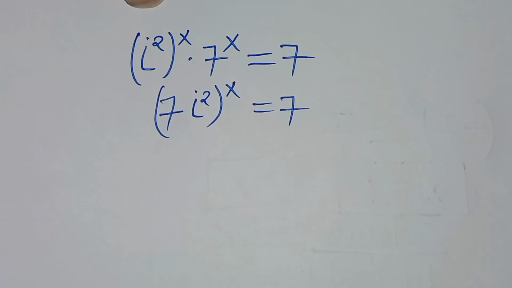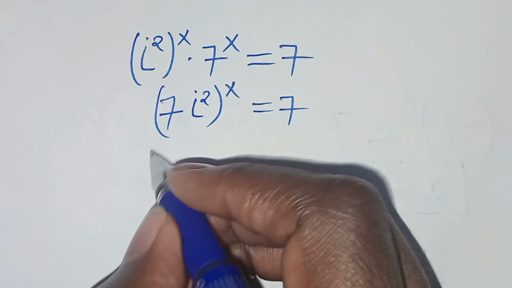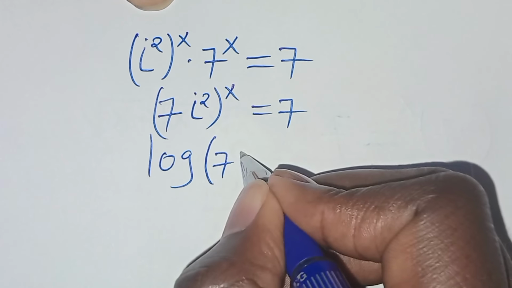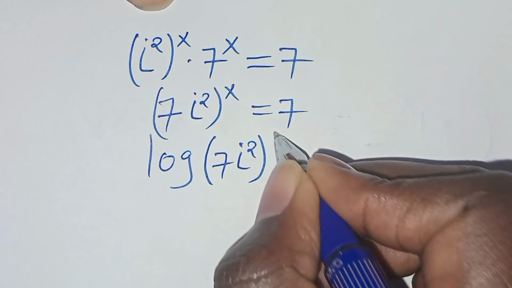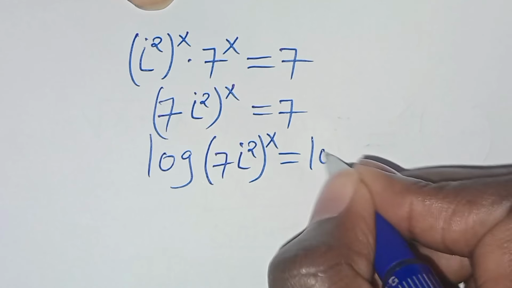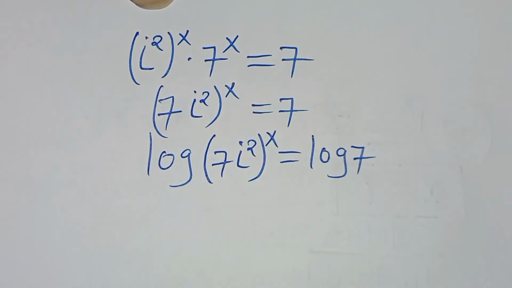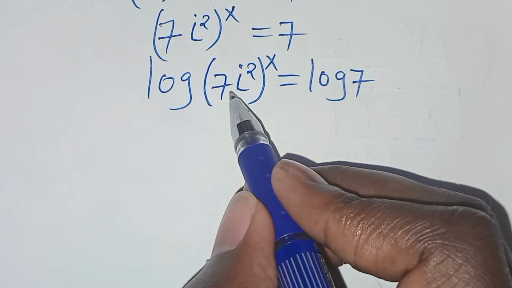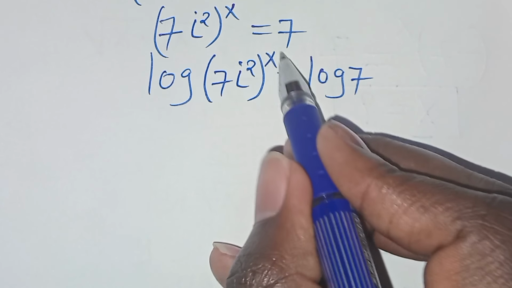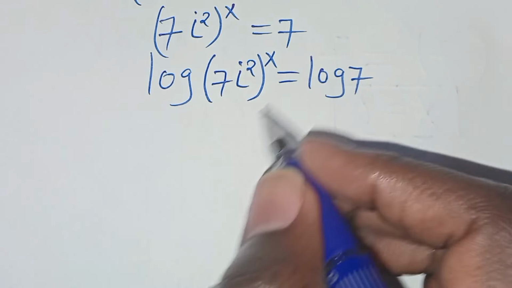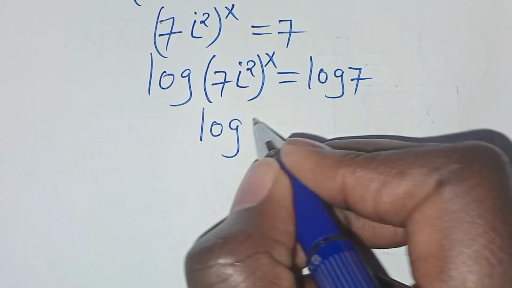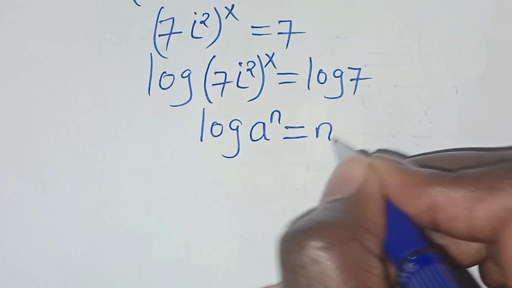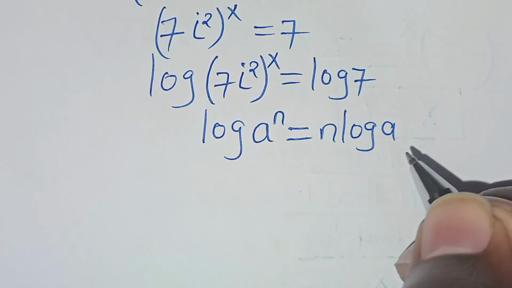The next step is to, for x here, apply logarithm on both sides. So we have log of 7 i squared raised to the power of x. This is equal to log 7. Now from here, we have log of 7 times i squared raised to the power of x. Remember, this is in the form of log a to the power of n. This is equal to n log a.